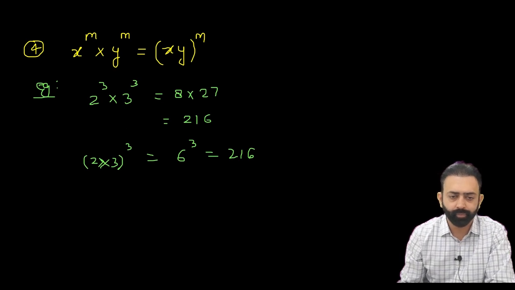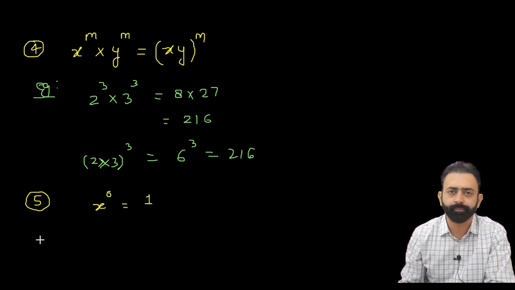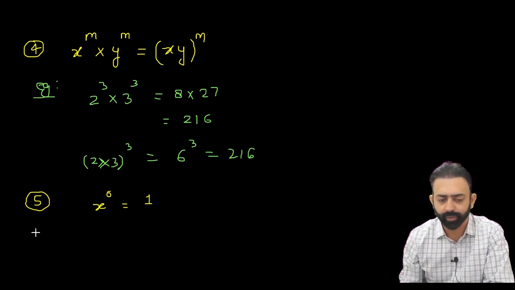All right. The next law of exponents is number 5, which is very easy: if something is raised to power 0, this is always 1. Something raised to power 0 is always 1. Okay, and this something can be anything, except 0.